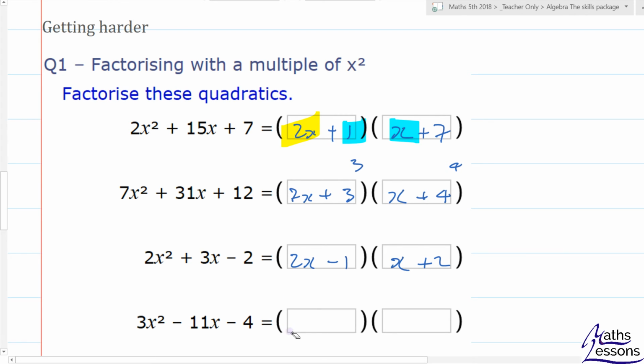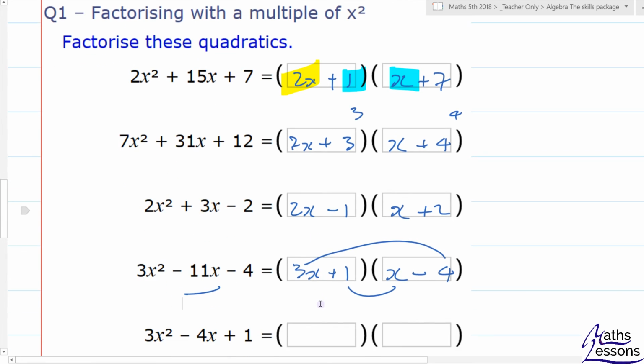Okay, so let's put a 3x there, x there. And we're looking at 4, and if I do 3 times 4 gives me 12, so that's looking good. And I've got a 1, and I want minuses everywhere, so the minus there and the plus there. That'll give me plus 1x and the minus 12x to give me minus 11x. Okay, one more.